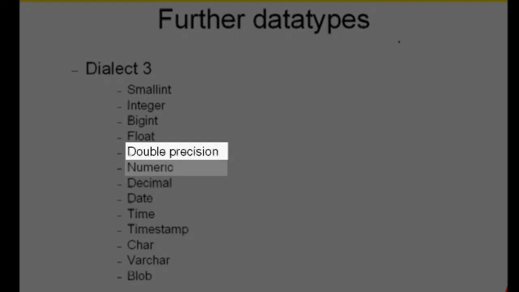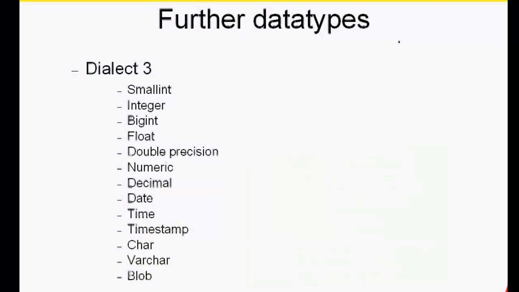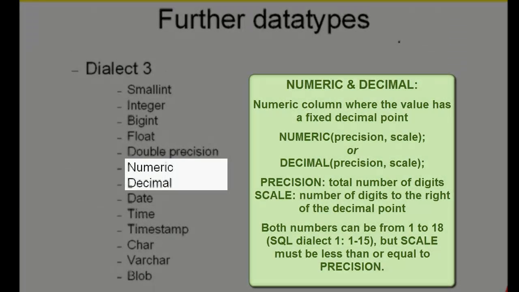The difference between numeric and double precision can be illustrated by the following simple example. You cut a cake into 3 equal slices. Each slice is 1/3 of the whole, i.e. 0.3333, etc. And if you put the slices back together, you have a whole cake again, i.e. 100%. That is the technical viewpoint. From a commercial viewpoint, you cut a cake into 3 equal slices. The cake costs $100, and each slice costs $33.33. So the sum of the 3 slices is therefore $99.99.